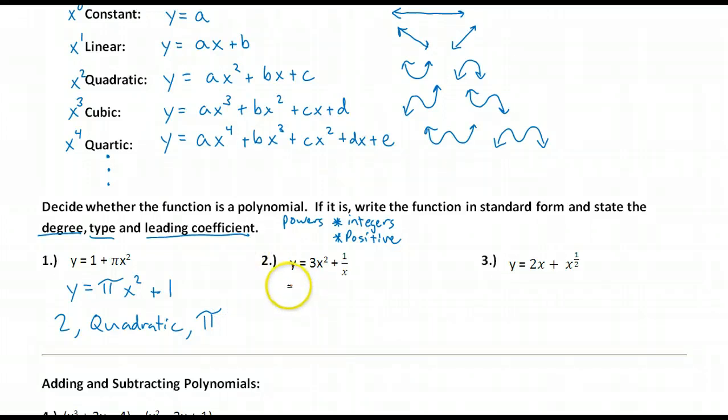In example 2, if I were to rewrite this, I would have 3x squared plus, this is really x to the negative first power. When I have x in the denominator of a fraction, I can bring it up top to make it not in a fraction. And it makes my degree negative, which means that my power is negative, which means that this is not a polynomial.